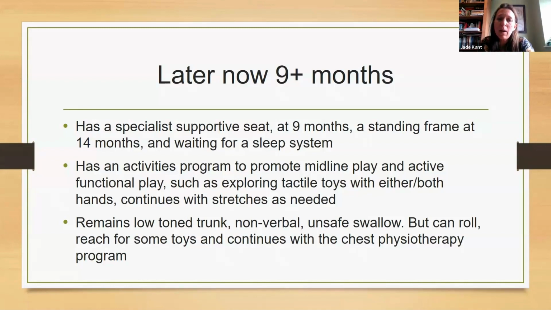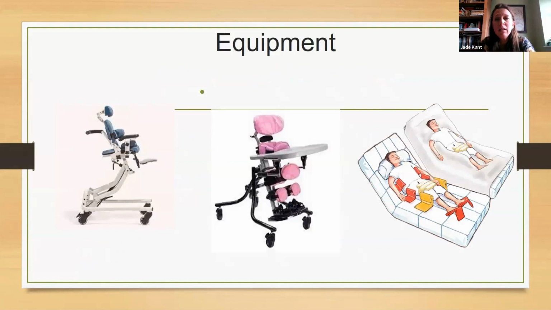So we're concerned about 24-hour postural management, so that we're trying to keep the trunk symmetrical. We're trying to keep the hips in joint and a nice hip ball and socket joint, and not subluxing, so it forms. The child remains low-toned, non-verbal, with an unsafe swallow, but is now able to reach for different tactile toys and continues with the chest physio and activity program, which is great. But in this slide, the first one I'm showing you is a side profile of the specialist seat they got.